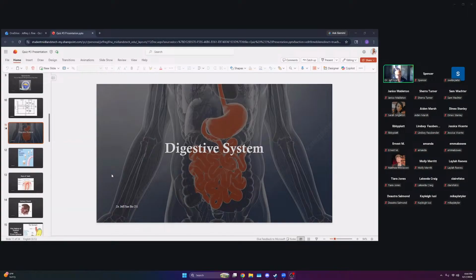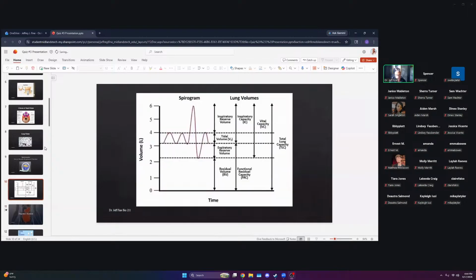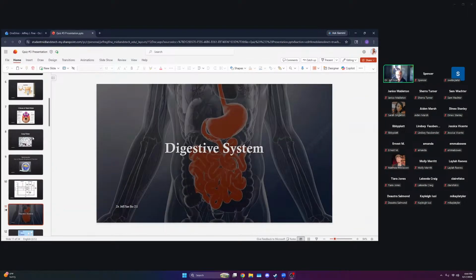At this point, let's go ahead and proceed on to the slides, which of course you can always access on D2L. They're under the content section. And we're going to pick up, if you remember last time, we finished with the respiratory system, and specifically we were talking about spirometry, right? And then we stopped right before we got to the digestive system.